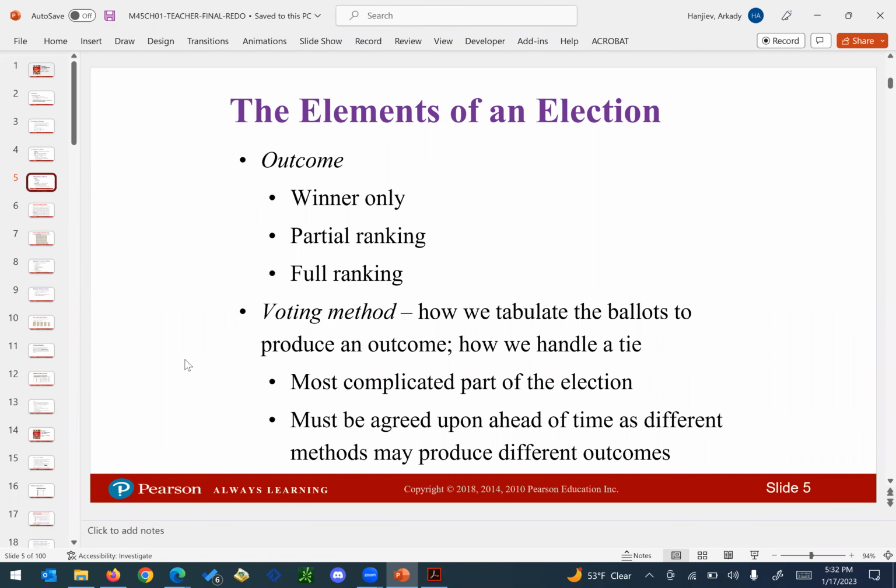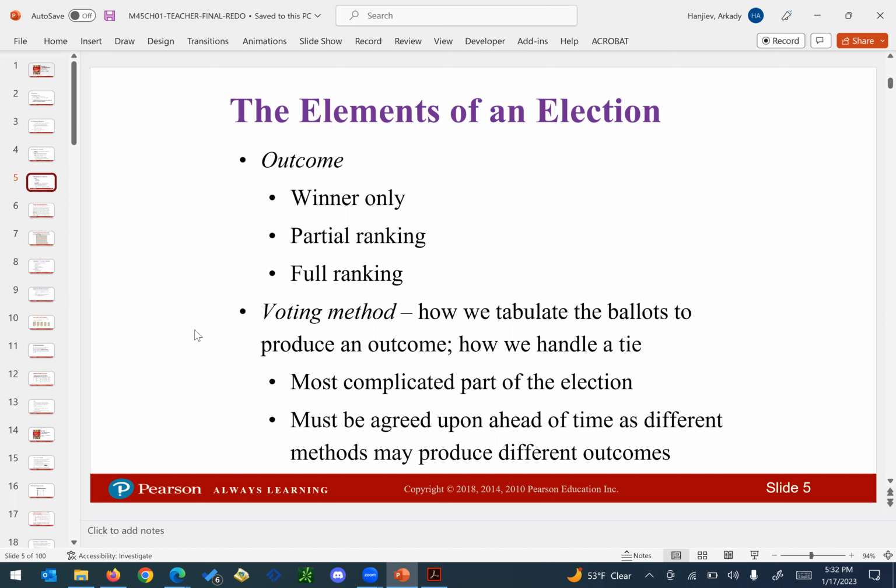So what we have to do is, this really is the nuts and bolts of it. We have to decide on what method we are going to use, and we're going to study all these different methods throughout chapter 1. And then we're going to agree ahead of time how things are going to be counted, which votes count, which votes don't count, all those complicated rules that we look at.